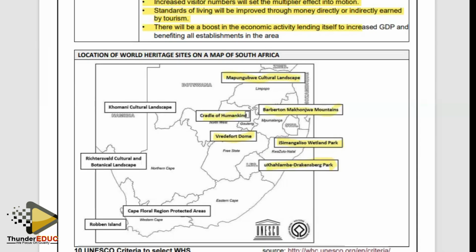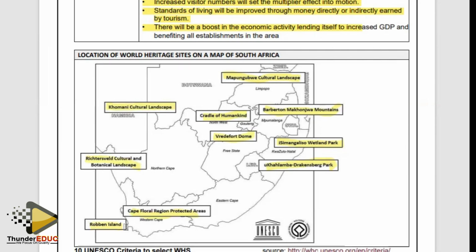We also have the Cradle of Humankind located in Gauteng, which represents the largest collection of the oldest human fossil remains in the world. We also have the Kuruman Cultural Landscape, located in the northwestern corner of the country. Then we have the Richtersveld Cultural and Botanical Landscape, which is in the Northern Cape. We also have the Cape Floral Protected Areas, which are located in the Western Cape. Then finally, there is Robben Island. So these are the various locations of the World Heritage Sites in South Africa.